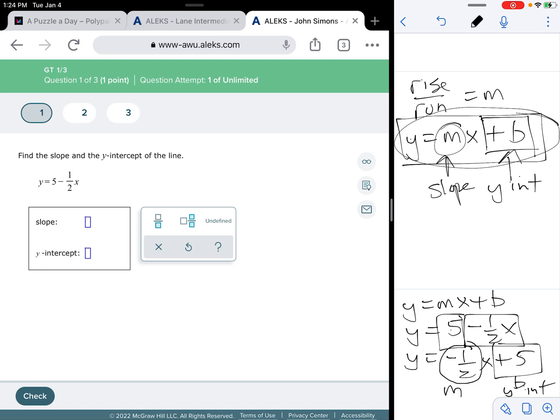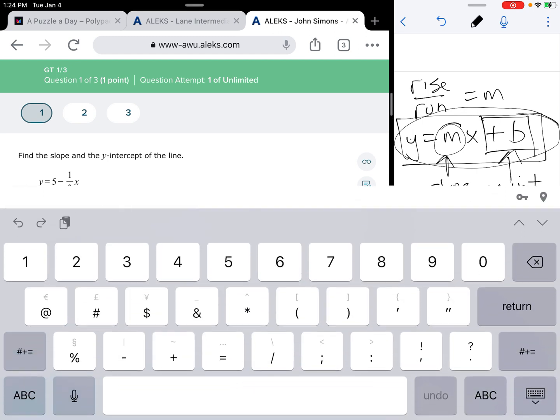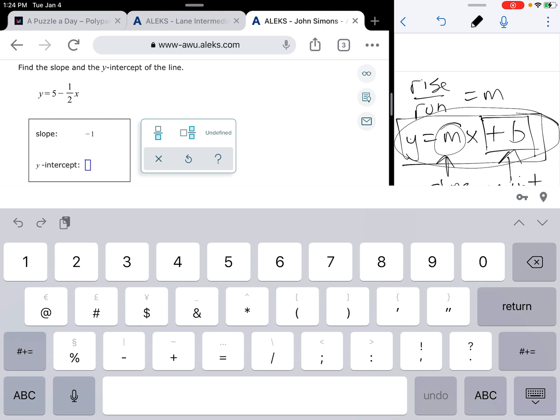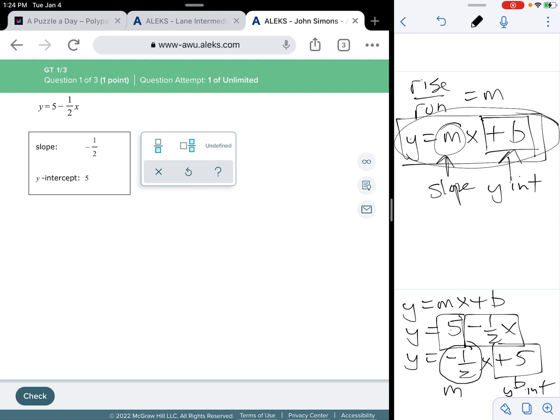Then all I have to do is put it in the answer. The slope is negative 1/2, the number that's in front of the x. And my y-intercept we said was 5. So my slope is negative 1/2, my y-intercept is 5. So I go check.